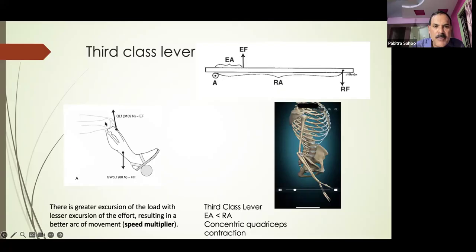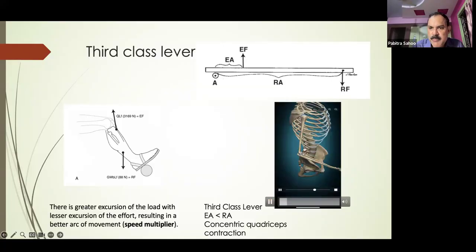So if the joint line is the fulcrum, this is the only length of the effort arm, whereas the whole body weight, the center of gravity, is passing through the leg or through the foot. So this will be the resistance arm. Here the resistance arm is longer than the effort arm. That's why this is in a disadvantageous position, and the body requires more quadriceps power to lift up the leg or to extend the knee. Same thing happens for the elbow joint also.